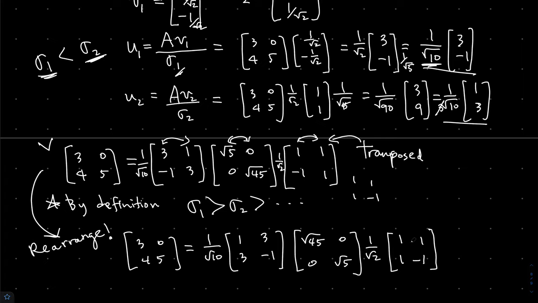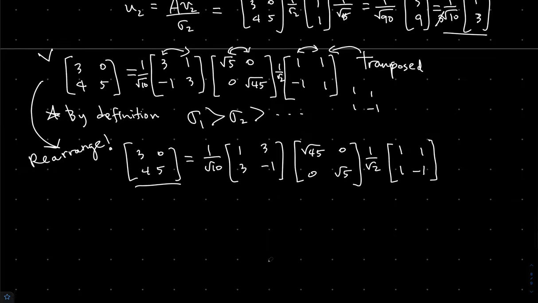So there is a choice of the signs of the vectors, but I think this is the same. The resulting multiplication should be equal to A. So it would be the same. So we've seen an example of computing the singular values and the singular vectors, the left singular vectors and the right singular vectors. All right?